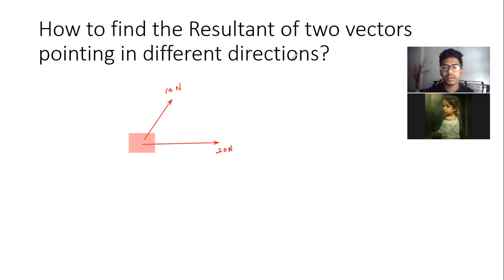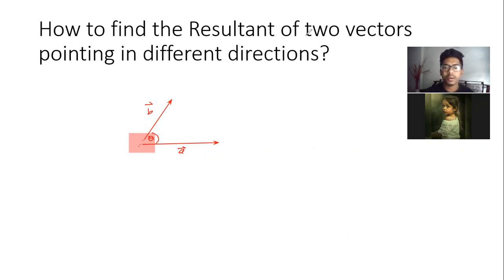Forces are vectors, but let's consider vectors in general. There are two vectors pointing in two different directions, right? So let's say this is vector A and this is vector B, and they are making an angle theta between them, right? Okay, so then what will be the resultant?